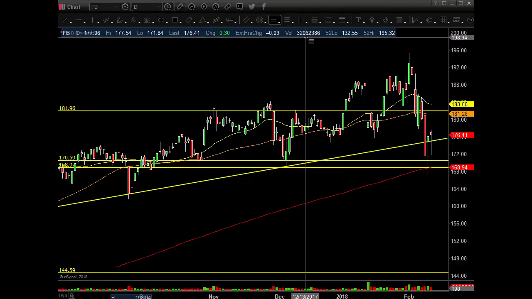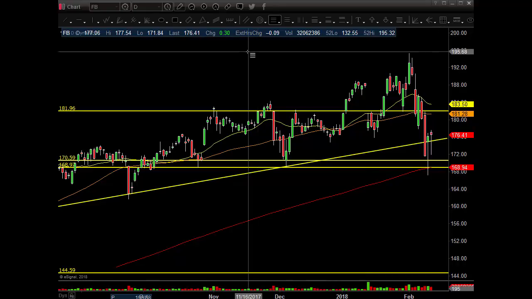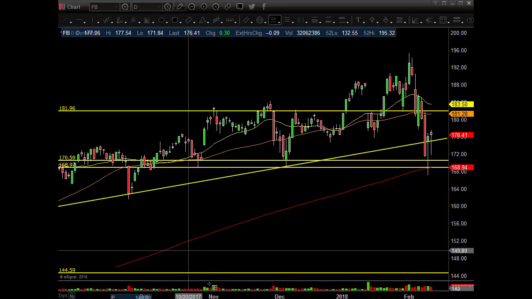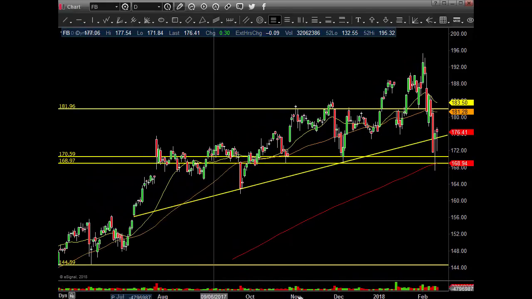All right, let's get right to the Facebook daily chart. It is 3 million on the day, 30 cents up. Not too great of a day, 0.17% green, so no great shakes, but just to go over some of the support and resistance areas.